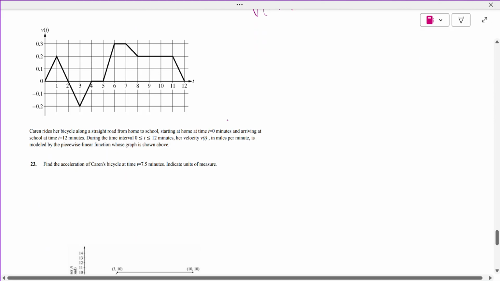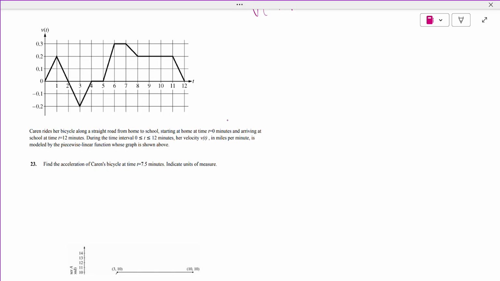Question 23, find the acceleration at t equals 7.5. This is the velocity, so v prime of t gives us that acceleration. We are interested in 7.5. We will be finding the slope, which will be v prime of 7.5. We're going to use this point here and this point here. This point is 8, 0.2.